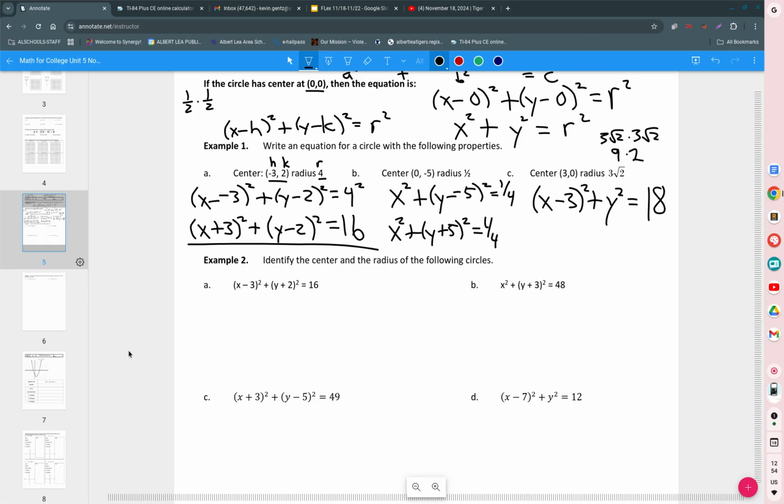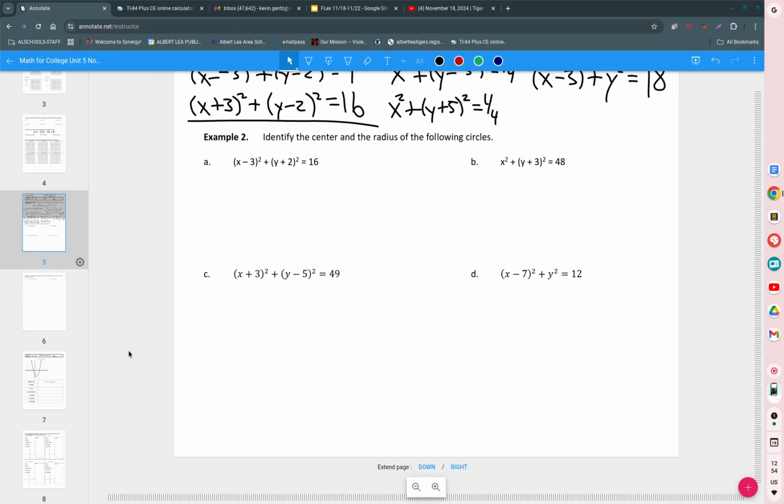So a couple skills you need to be able to have. Number one, you need to be able to take the center and the radius and write an equation. The second skill is, given the equation, identify what the center and the radius is. Here, my center is positive 3, negative 2, and the radius is 4.